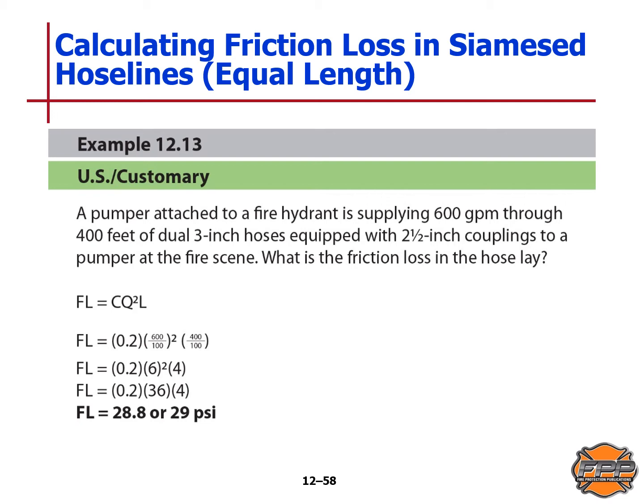The friction loss equals 0.2, that's our coefficient, times 600 divided by 100 squared, times 400 divided by 100. And then when we calculate that out, we get, on the next line, friction loss equals 0.2 times 6 squared times 4. We calculate that out, we get 0.2 times 36 times 4. So our friction loss is 28.8, which rounds up to 29 psi.